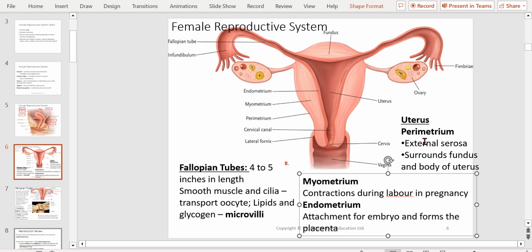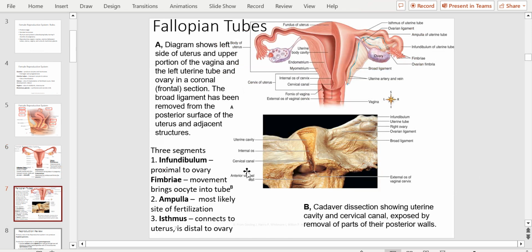The uterus, the perimetrium on the outside. External serosa surrounds the fundus and the body of the uterus. Endometrium. Do you know a certain issue that can arise? It's called endometriosis, where you can get growths happening anywhere. It's quite devastating. Quite a devastating issue.